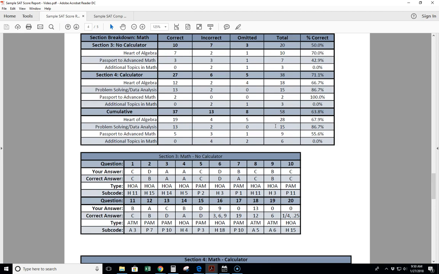And then once you've got more time, you can go back and see this individual at 55% within Passport to Advanced Math. You can go back and try to really learn some of the more fundamental concepts there, and focus more time and attention on these areas, trying to build them up. And so if you're short on time, try to focus on the areas where you're doing well.